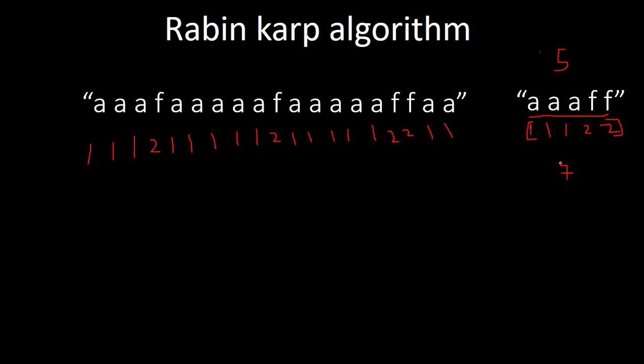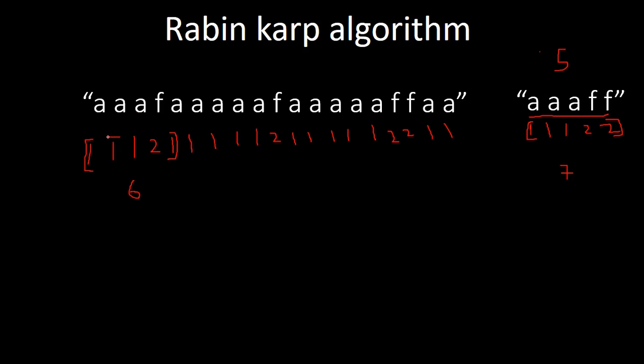So the basic problem is that we need to search for a substring inside the string with length 5, and it should have the sum of the assigned integers equal to 7. So we'll be searching a 5-length window, and the sum of all these values is not equal to 7, it's 6. So we can surely say that this pattern is not here.